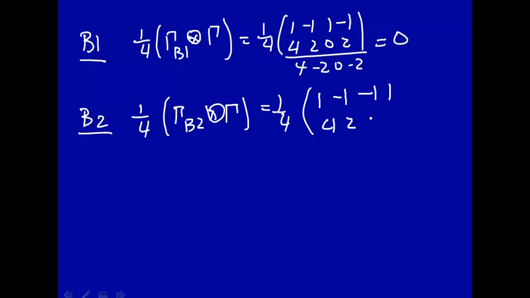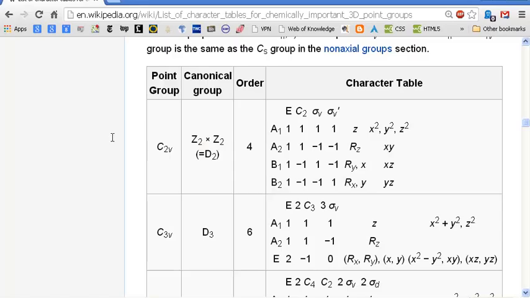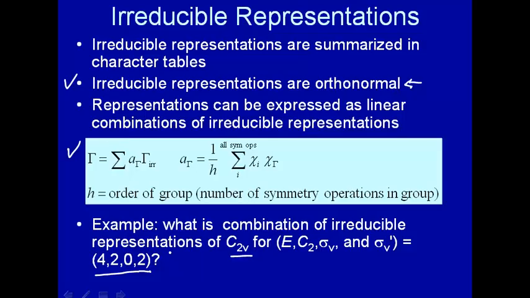And we're doing 4202. So that's 4 minus 2 plus 0 plus 2. And so that is equal to 1. So there's one B2 in there. Okay, so we've extracted out each one of those from that total, how much each irreducible representation contributed to that total.